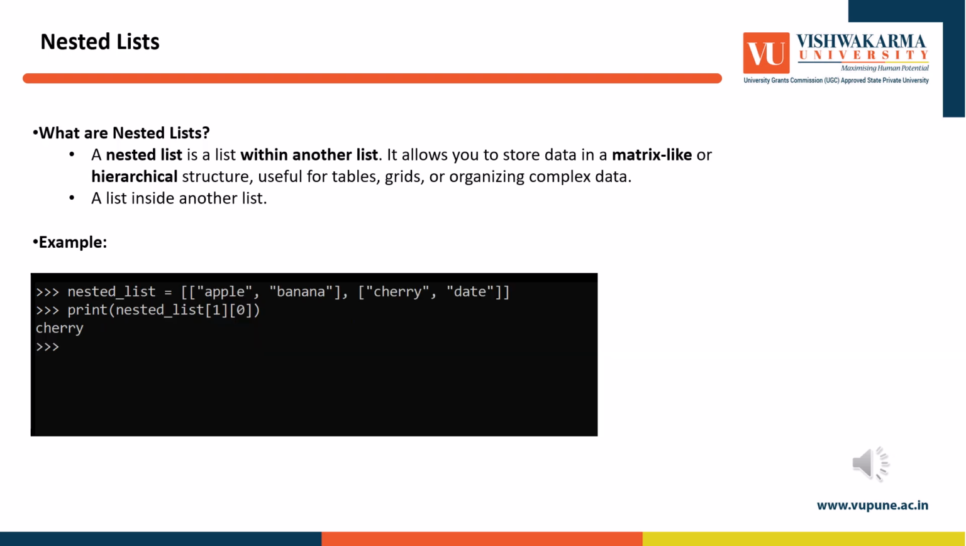What are nested lists? A nested list is a list within another list. It allows you to store data in a matrix-like or hierarchical structure. It is useful for tables, grids, or organizing complex data. In short, a nested list is nothing but a list inside another list. Example is given below and screenshot is available down here. You can have a look.